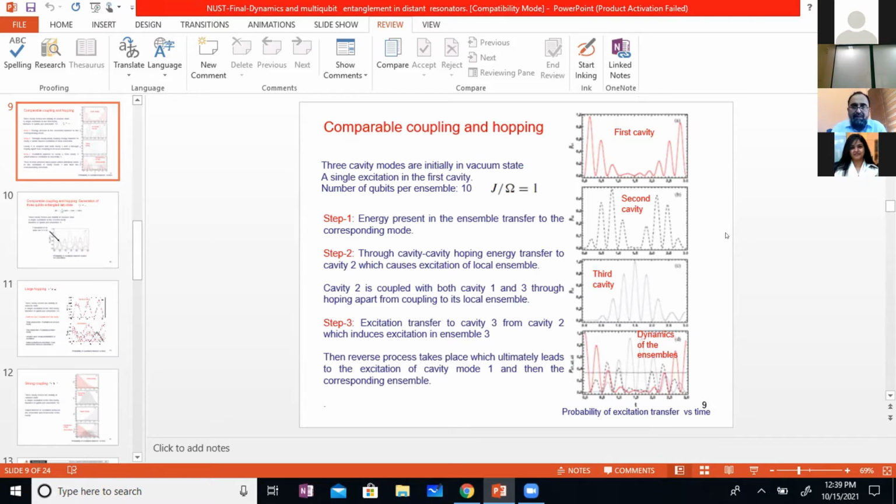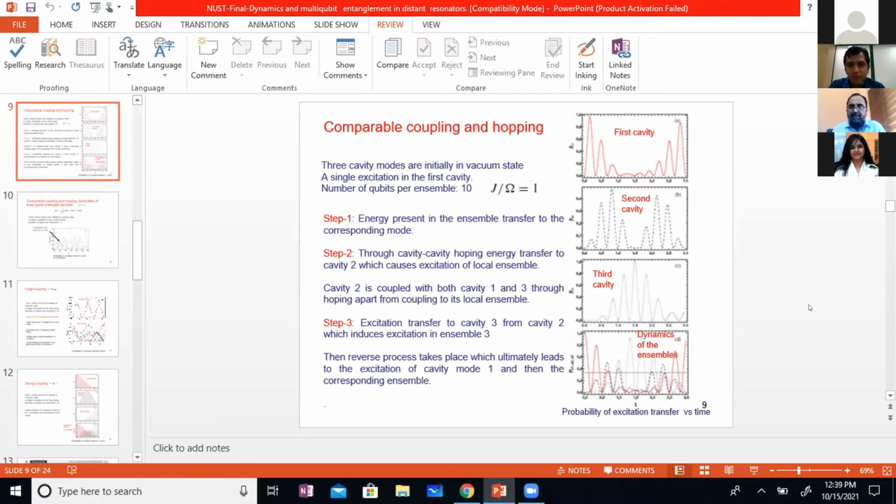Okay, what about the excitation of the ensemble? Basically, picture D shows excitation transfer to cavity 3 from cavity 2, which induces excitation in ensemble 3. So this reverse process will take place, which eventually leads to the excitation of cavity mode 1 and then the corresponding ensemble. So this process will continue forever.